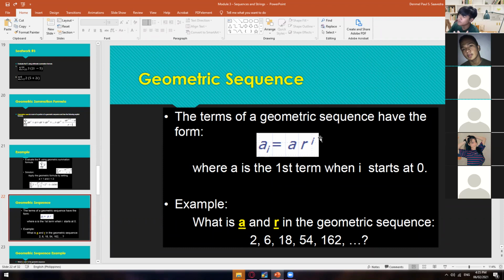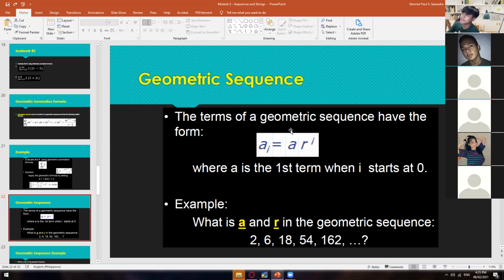But for the second term, let's say this one is 1. So 1 raised to 1 is still 1 times 2, but it's not 2 anymore. The result here is 6. So R here is not equal to 1. Sir, R is equal to 3. Okay. So as you can see, in here, it's basically a multiplier. So 2 times 3 is equal to 6. 6 times 3 is equal to 18. And then 18 times 3 is equal to 54.